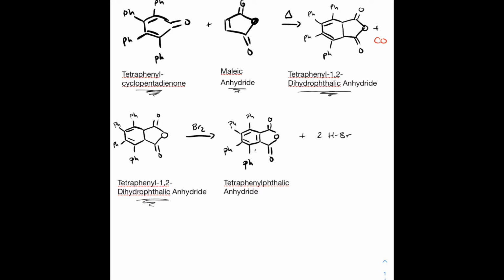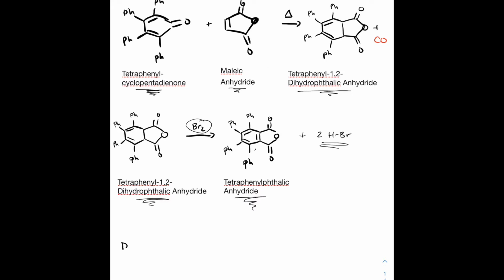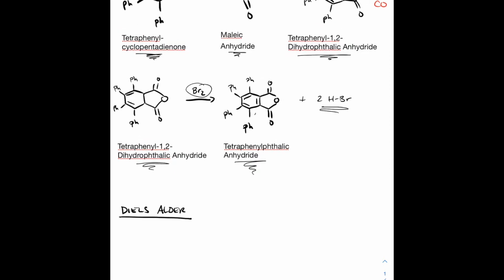After that, we're going to take tetraphenyl 1,2-dihydrophthalic anhydride and react that with elemental bromine to make tetraphenylphthalic anhydride, as well as two equivalents of HBr, hydrobromic acid. And that particular step is an oxidation step. Notice that tetraphenyl 1,2-dihydrophthalic anhydride is not completely conjugated, but the product is. It makes pretty much a benzene ring.